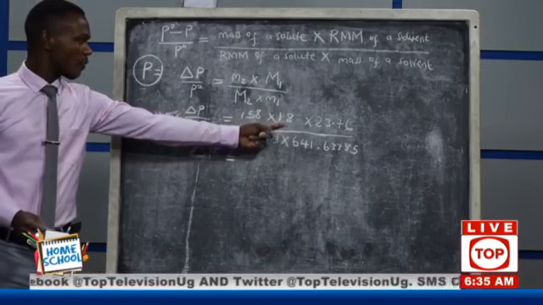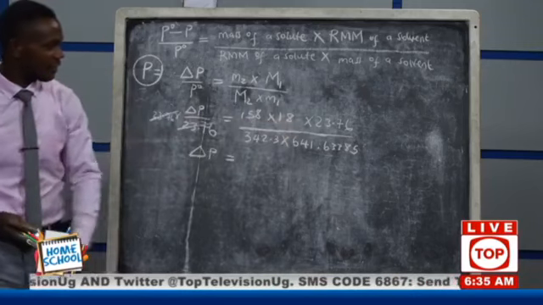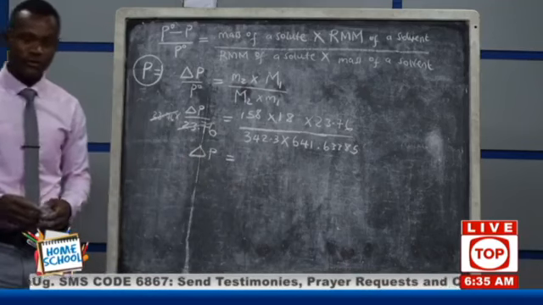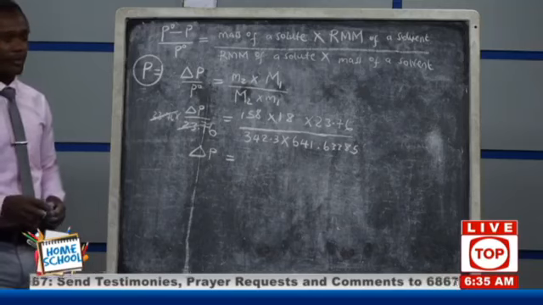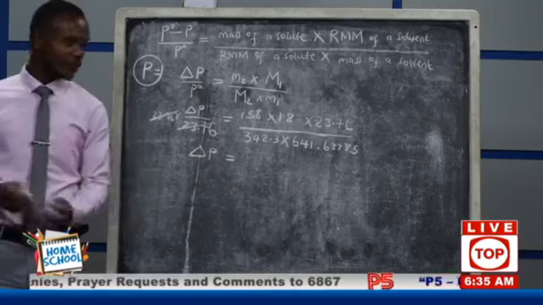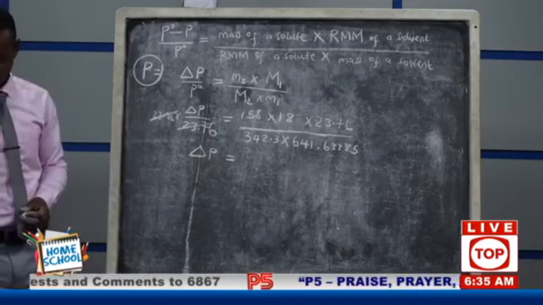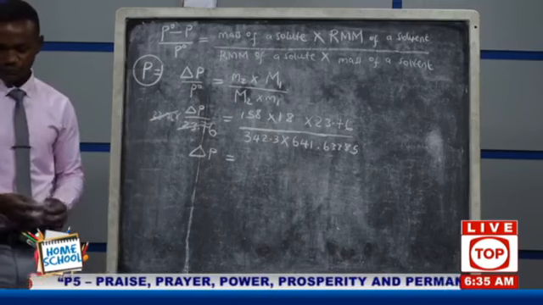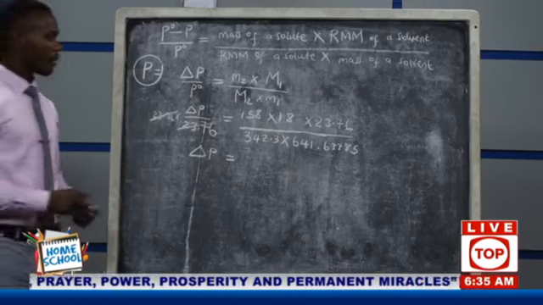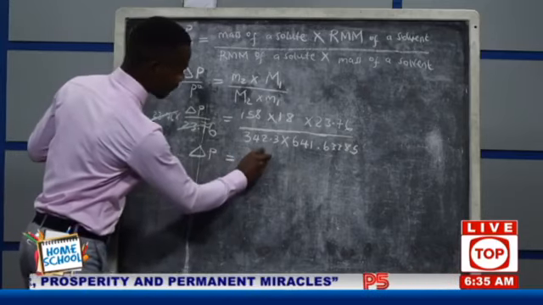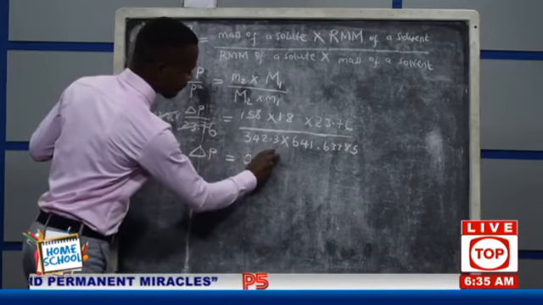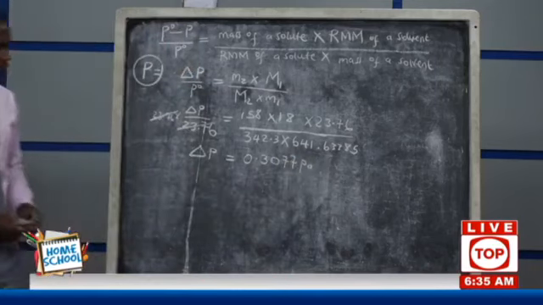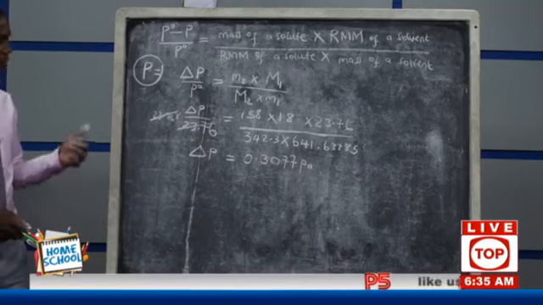158 multiplied by 18 times 23.76 divided by 342.3 times 641.63385. Put it into your calculators and you get the answer. Okay? You'll be able to get the right answer. So when you put it into your calculators, you'll be able to get 0.3077 Pascal. Okay? That is the change in pressure.